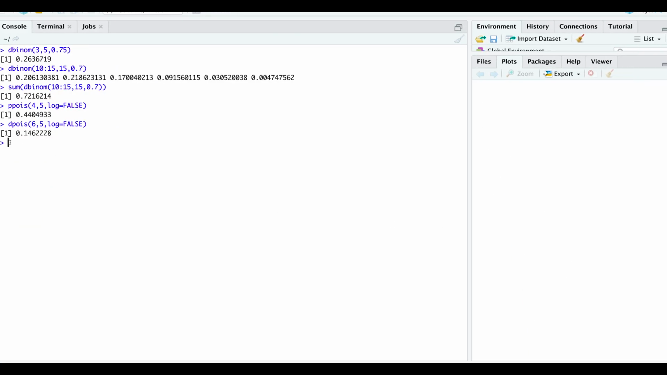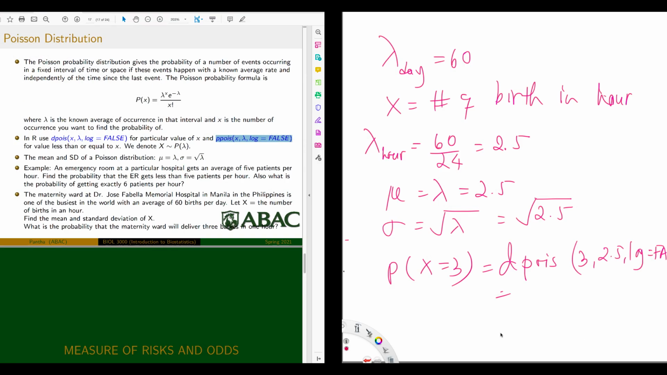That will be dpois, and then you want to do 3, and then 2.5, log equals to false, right? dpois. So 0.2137, that is the answer. 0.2137 is the probability that the hospital will deliver exactly 3 babies in 1 hour, which is 21.37% or 0.2137. Okay guys, thank you.